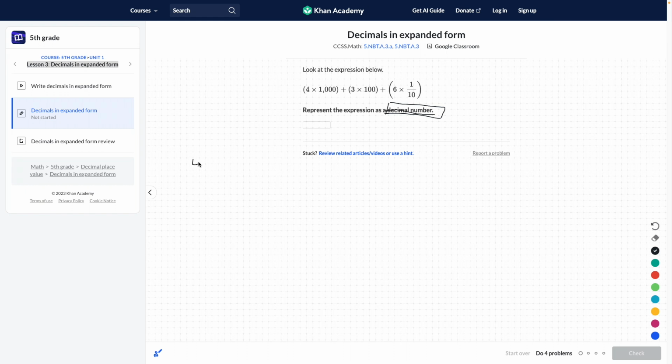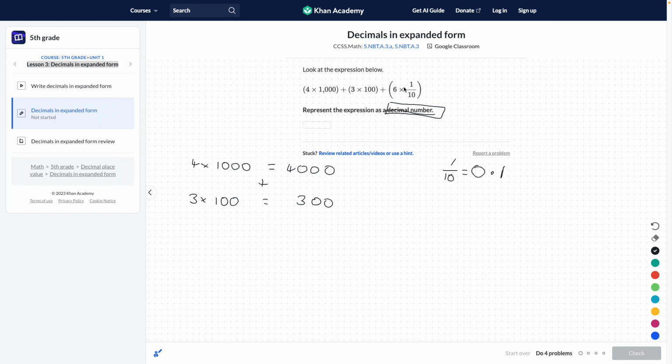We have 4 times 1,000. Well, this is equal to 4,000. Okay, and then we've got plus 3 times 100. Well, this is equal to 300. And now we have 6 times 1 over 10. All right, well, this is not difficult. This is just convert it. We know that 1 divided by 10 is equal to 0.1.